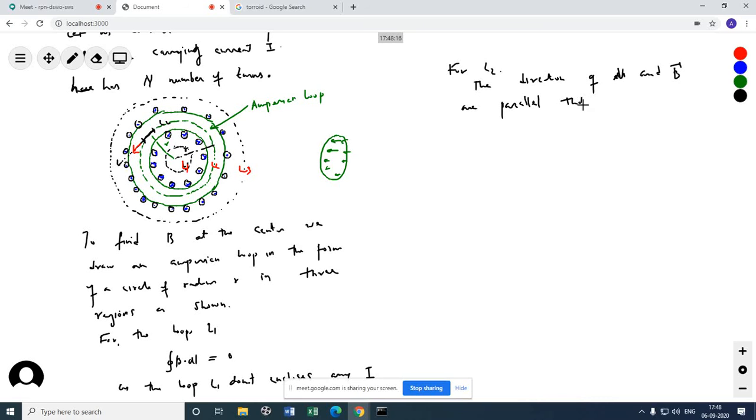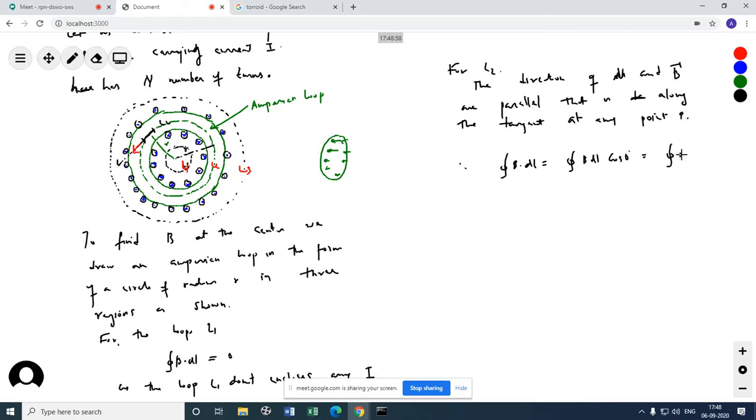That is along the tangent at any point P. Therefore, what can I write? Closed integral B dot dl would be equal to closed integral B dl cos 0, right? Because the angle between the dl vector and the B vector is 0 degrees. Am I right? Got it now?